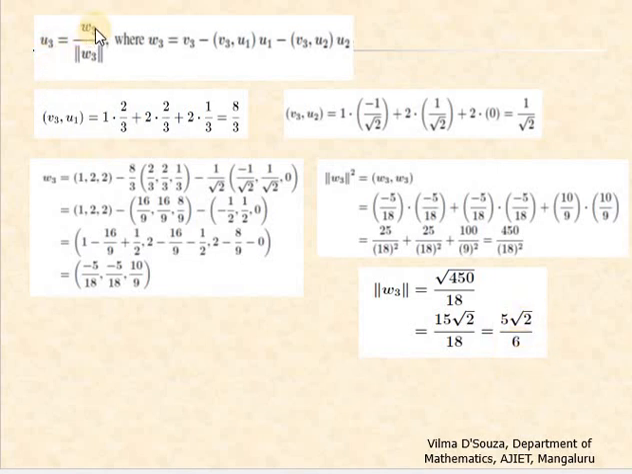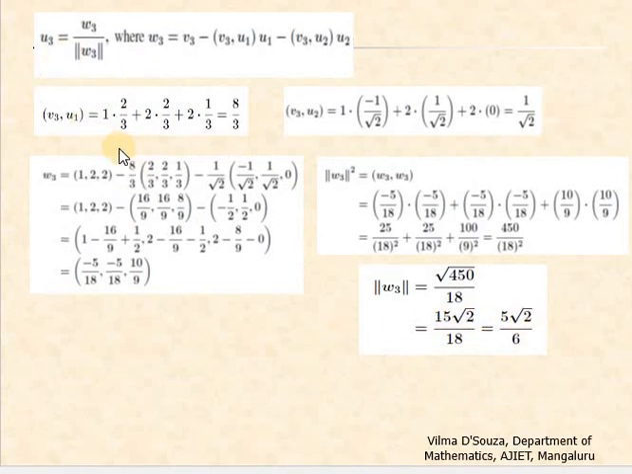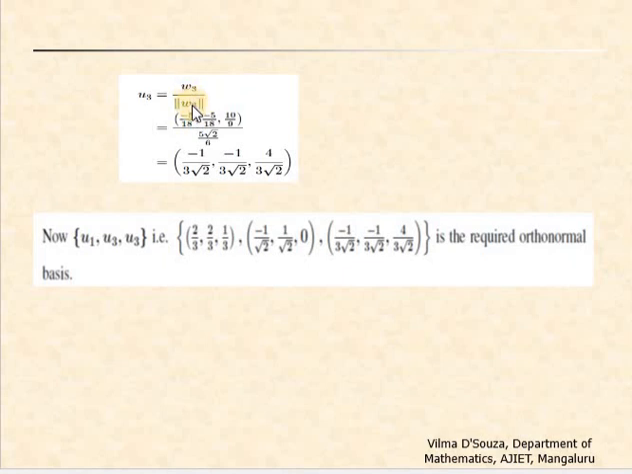So what is your U3? W3 by length of W3. W3 you have found, length of W3 also. Find U3. U3 is W3 by length of W3. W3 is (−5/18, −5/18, 10/9), divided by length of W3, that is 5 root 2 by 6. When this denominator goes to the numerator, it becomes 6 by 5 root 2.